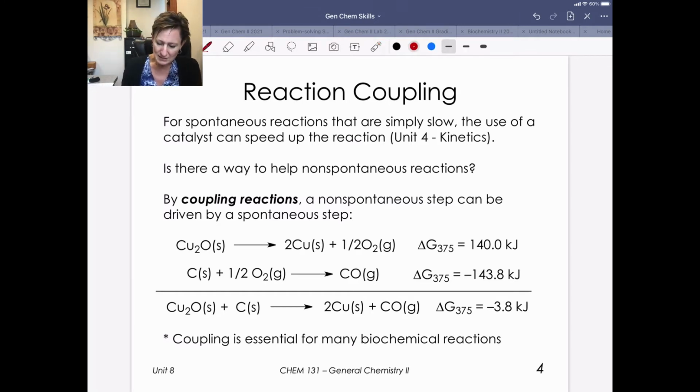So by coupling these two together, so this again is a common piece that we find in both of these, we can add these and sum these up together to get our overall process that is spontaneous because it has a negative delta G. Coupling is a concept that is essential for thinking about how many biochemical processes work that are largely unfavorable from this energy standpoint.